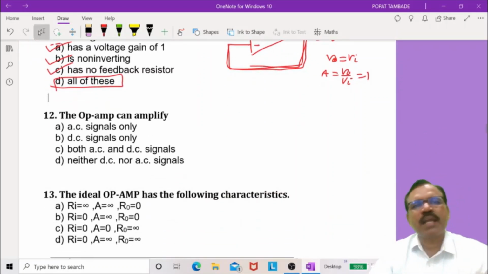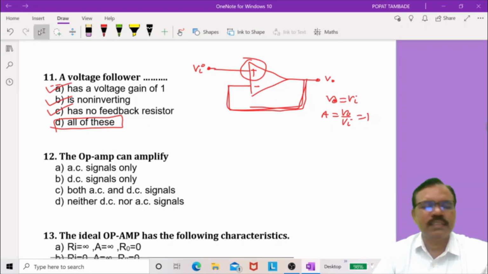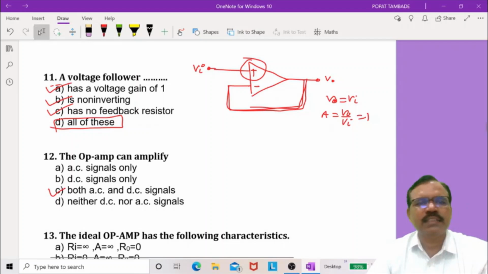The op-amp can amplify. Now you can have an inverting amplifier, a non-inverting amplifier. Both amplifiers will amplify AC signals as well as DC signals. So both here, both AC and DC signals.